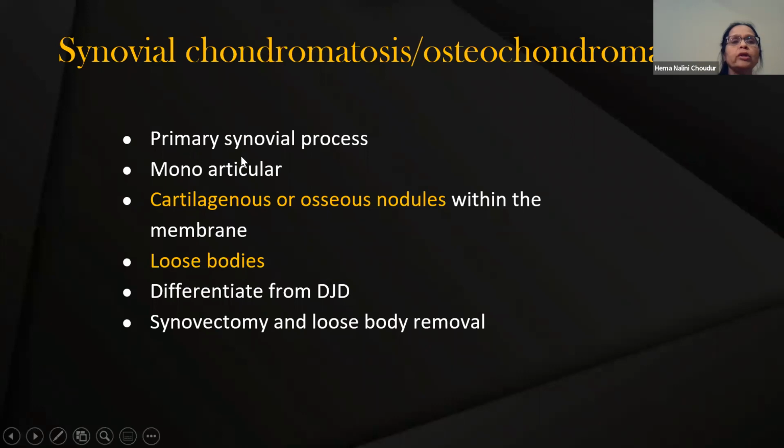So this, as you all know, is a primary synovial process, monoarticular, with cartilaginous osseous nodules, and loose bodies can form from it, and they can actually become loose and are thrown into the joint. So synovectomy is the way to treat these lesions. If you have simple synovial chondromatosis, then you can easily make the diagnosis. We are already trained to do that, but in a setting of arthroplasty, it's something to look at.